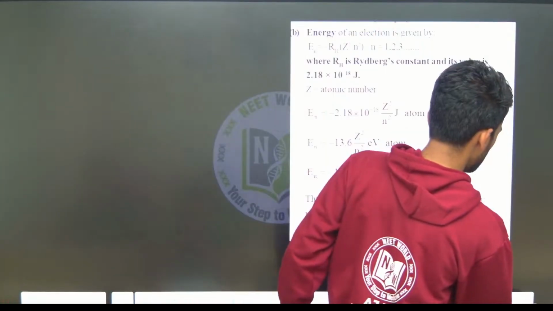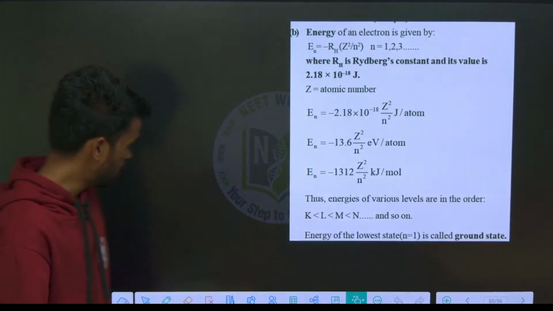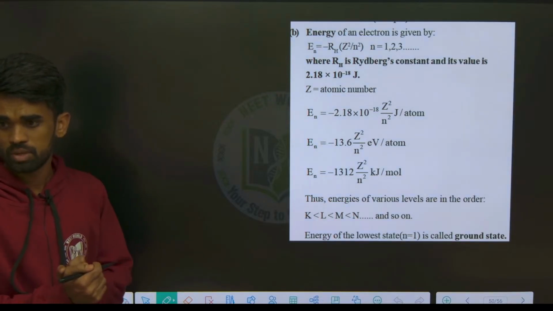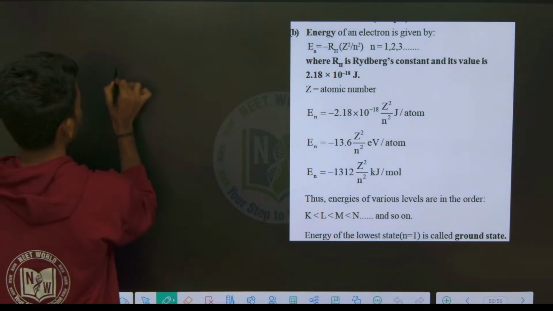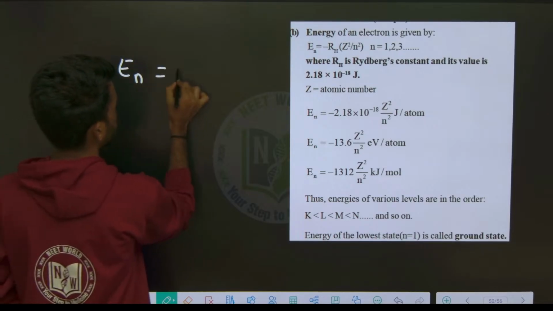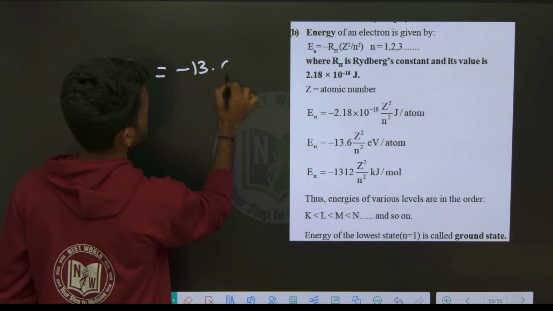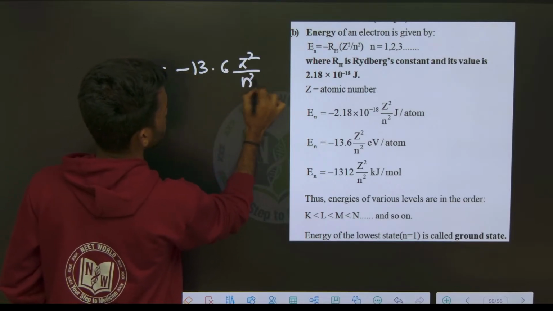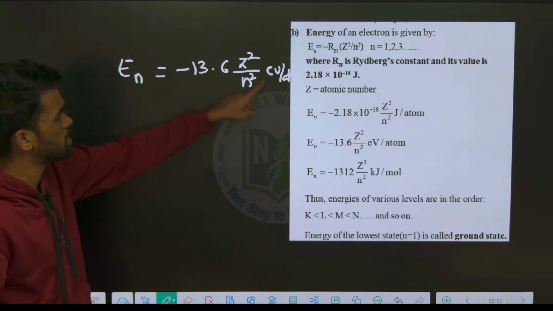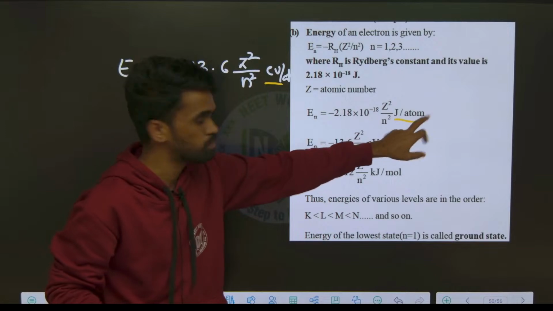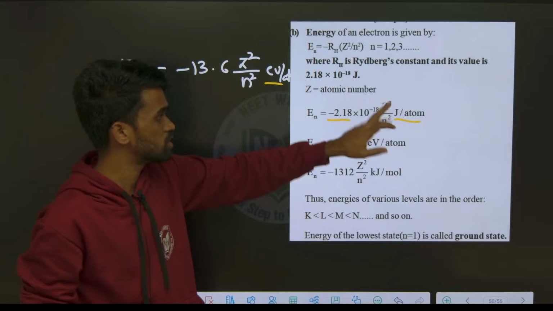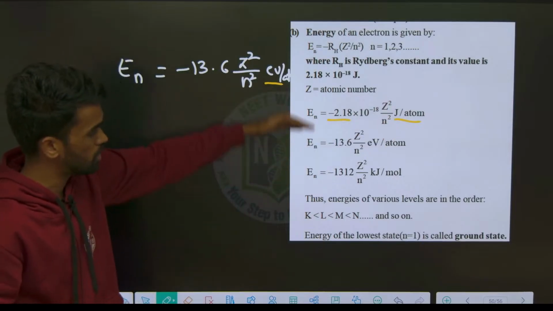Next we need to discuss energy, the energy of an electron present in the nth orbit of a hydrogen atom. For that we get En, the energy of an electron in the nth orbit, equals minus 13.6 Z square by n square electron volt per atom. This is one formula. By changing the units, we can write in joule per atom as minus 2.18 into 10 power minus 18 Z square by n square. All these formulas are important here.